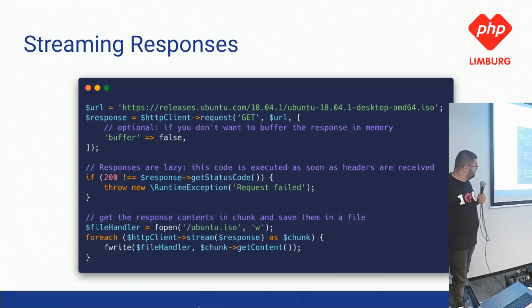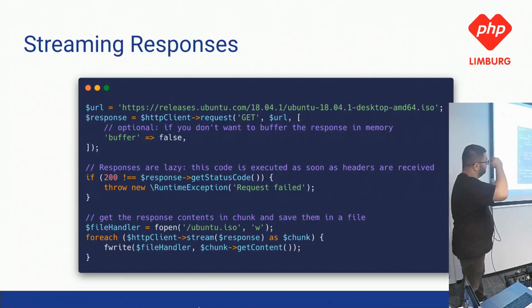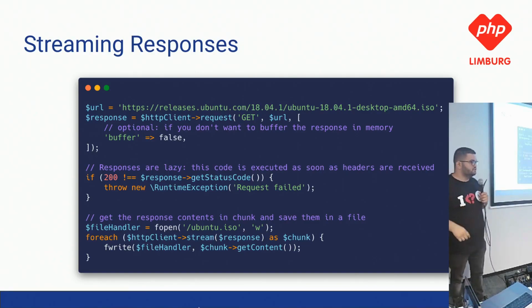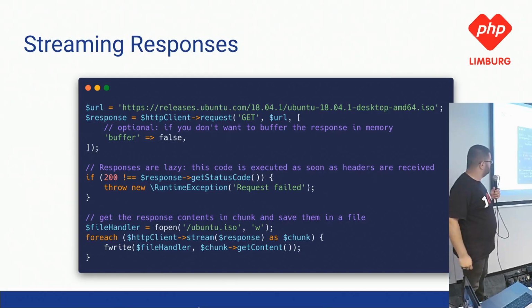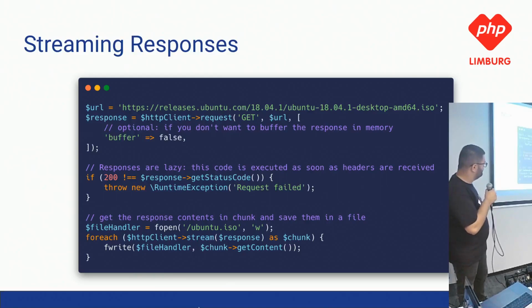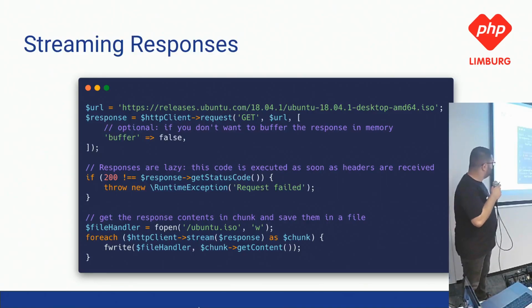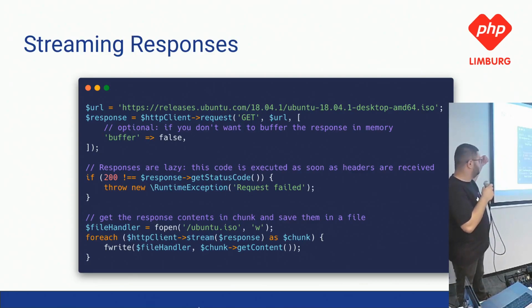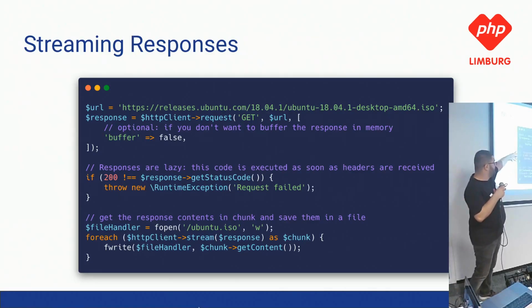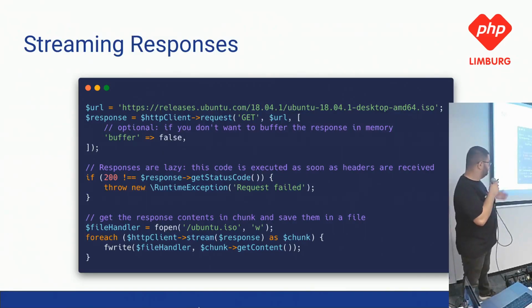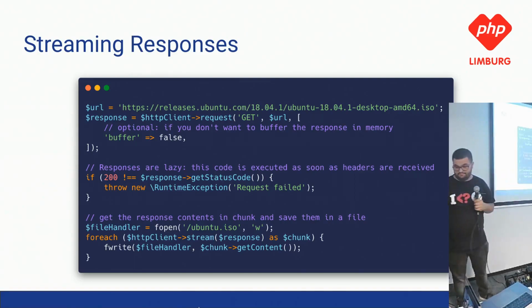The second cool thing with the HttpClient is that you can stream responses. For example, if you want to download an Ubuntu release, you will likely end up with memory issues, because PHP is known for that. Sorry. Responses are lazy, like I mentioned in the previous slide. You can directly check on the status code, and if it fails, you will throw an exception. When it succeeds, you can stream the response. And it's just easy like that.